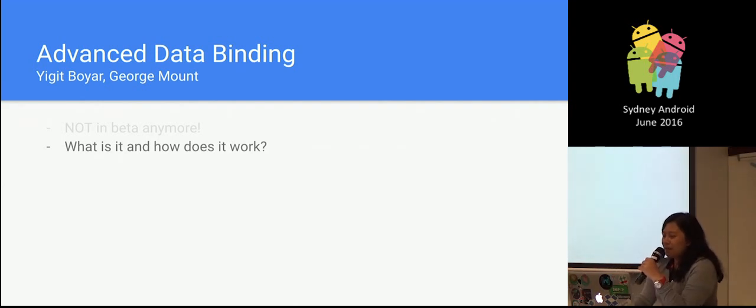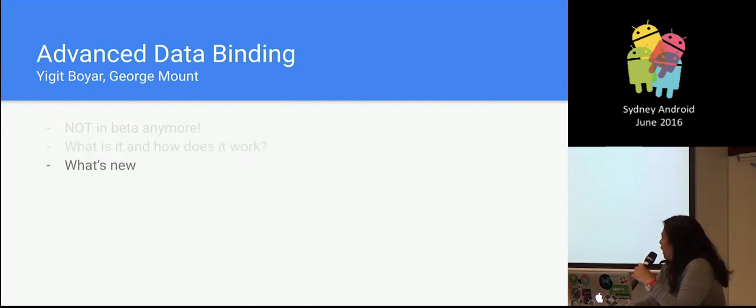So what is data binding? It's basically doing away with find view by IDs in your code and enabling your layouts to assign values to your views. It's pretty neat. So what's new is two-way data binding. So for the 5 of you who use data binding, now you can actually assign values back into your model.